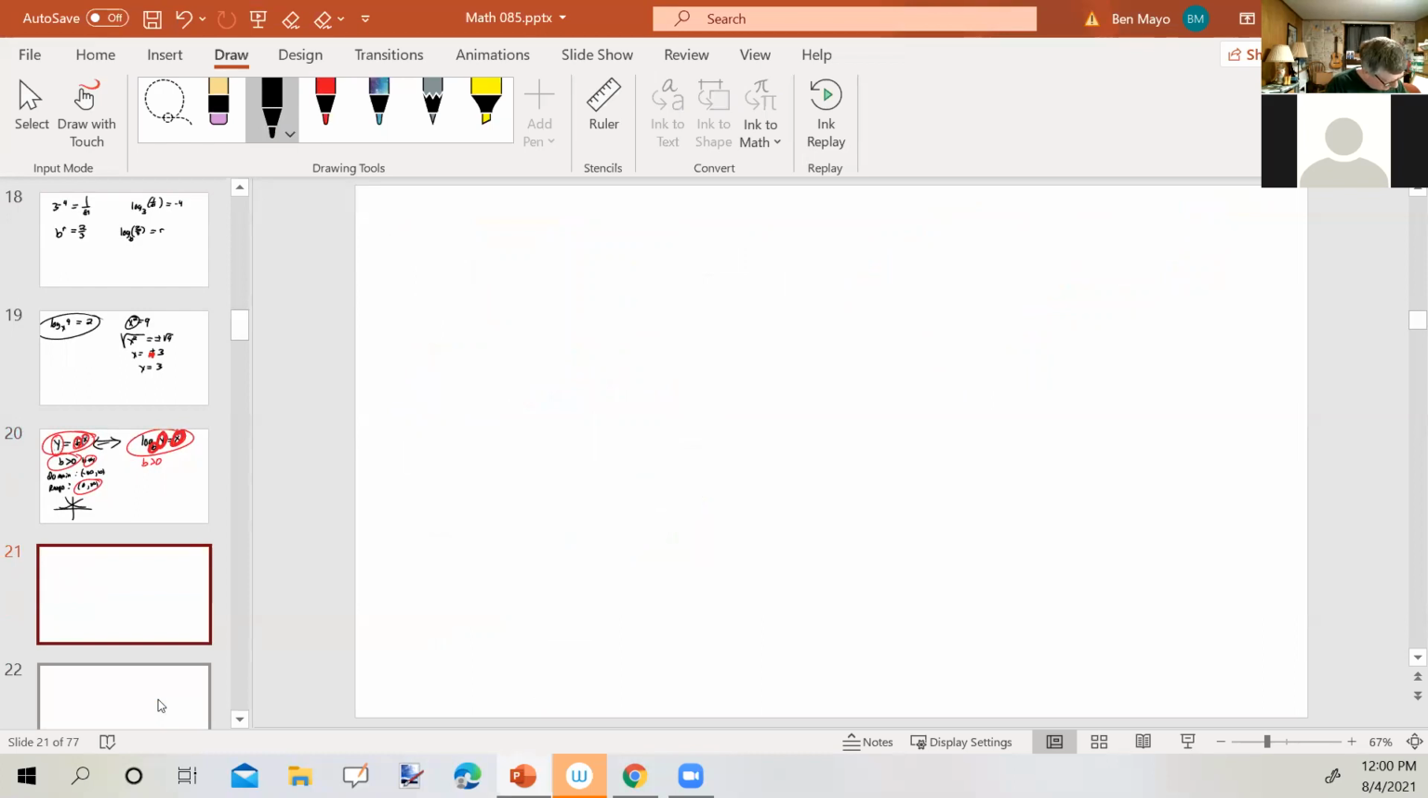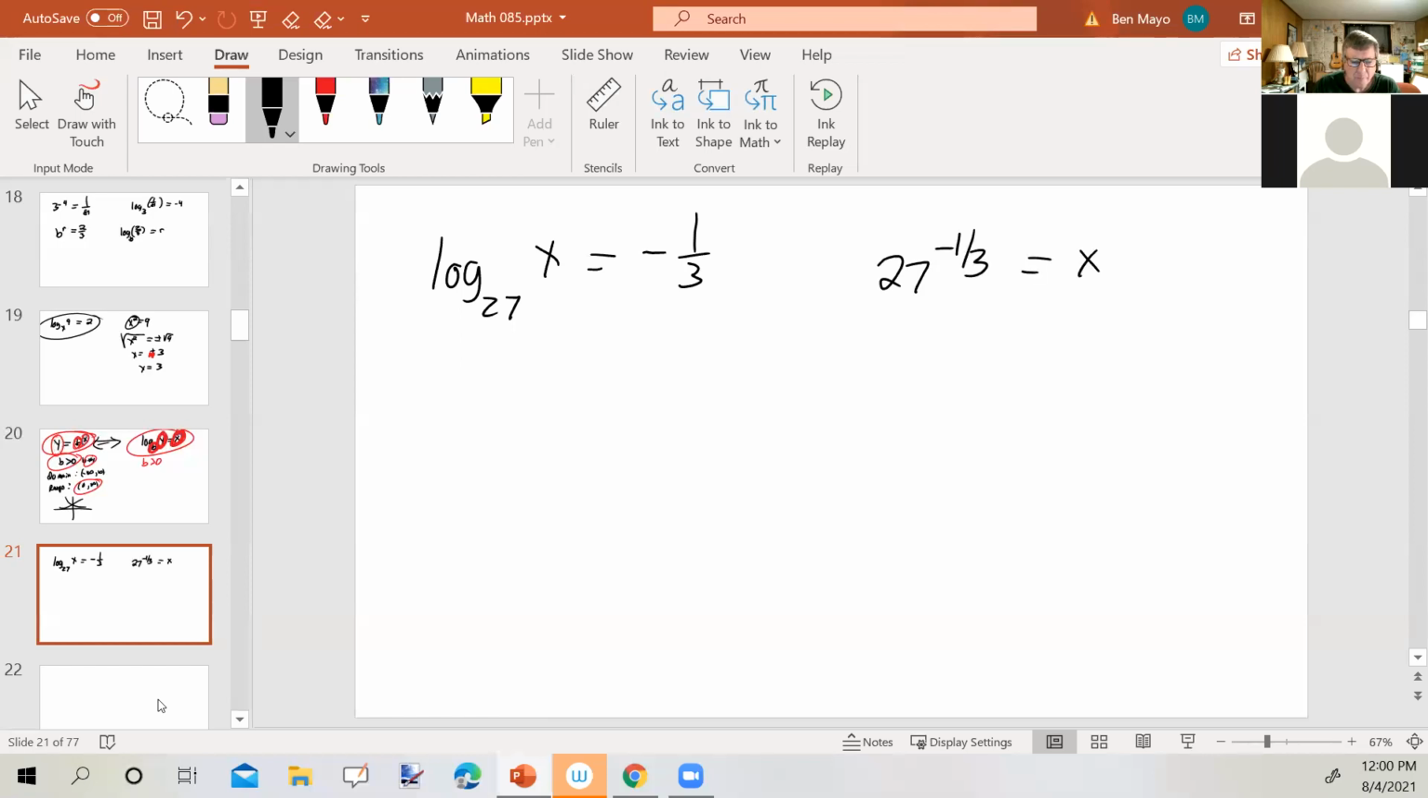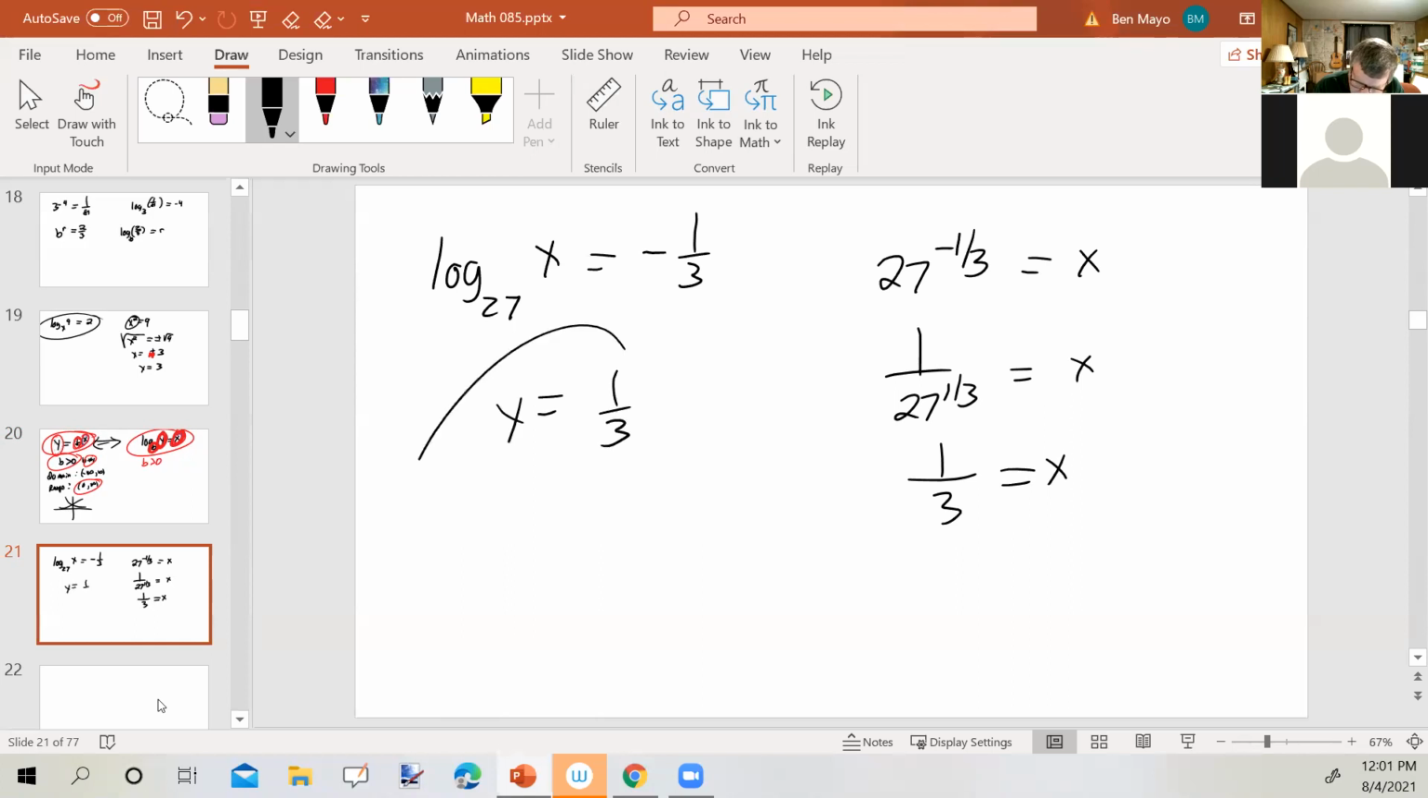How about this one? Log base 27 of x equals -1/3. So solving this logarithmic equation, we're going to change it into an exponential equation. 27 to the -1/3 power equals x. Well, that would be 1/27 to the positive 1/3 power, which is what? The cube root of 27. So x equals 1/3. All right.